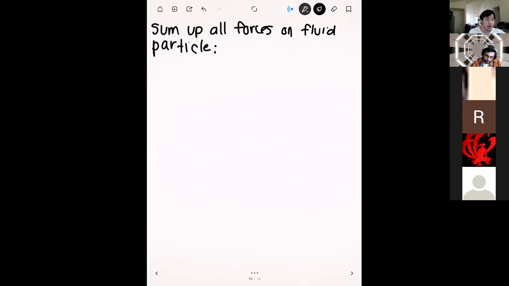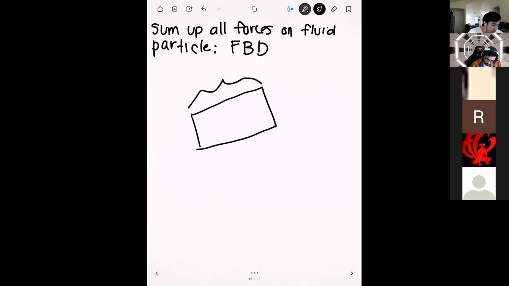And so, in order to help us sum up all the forces, we're going to draw a free body diagram. Right, so let's go ahead and do that. I'm going to draw the fluid particle like a rectangle. So again, use your imagination. The length of this rectangle in this dimension is going to be delta S, and the length of the rectangle in this direction would be delta n.